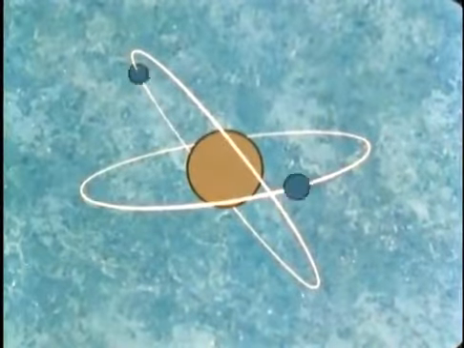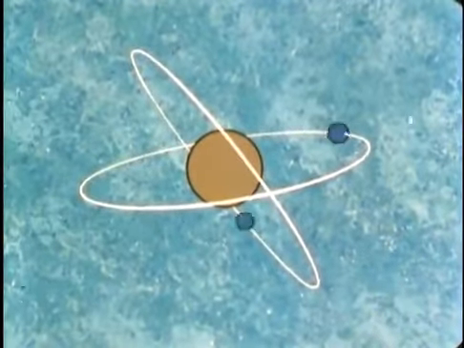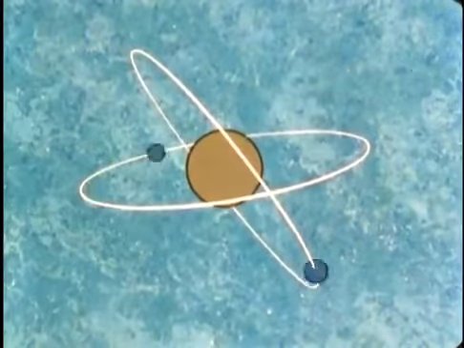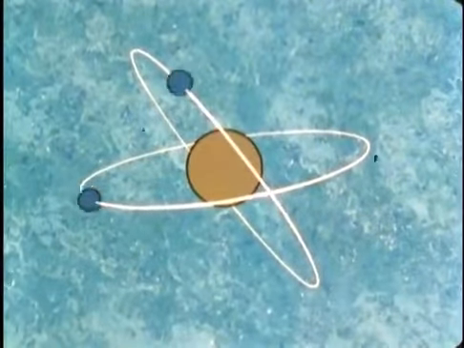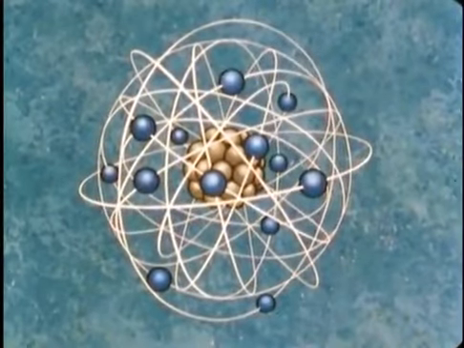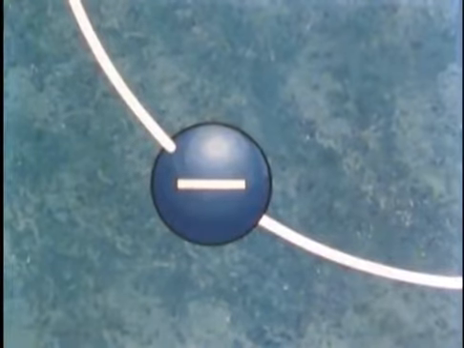It consists of a sort of central blob, which is called the nucleus, with tiny fragments of matter called electrons revolving around it. Different substances have different numbers of electrons revolving around the nucleus. Electrons carry a negative charge of electricity.